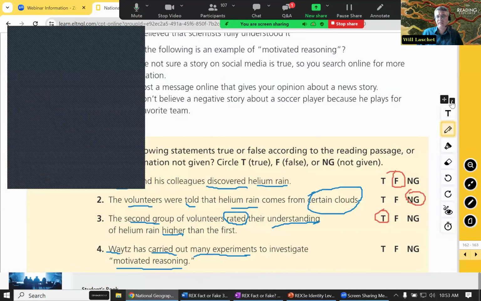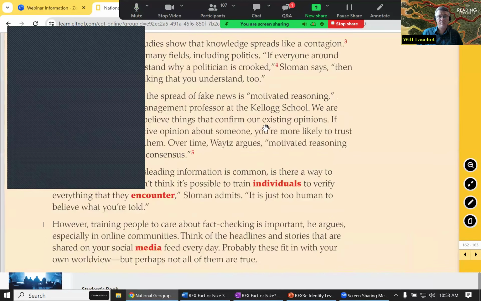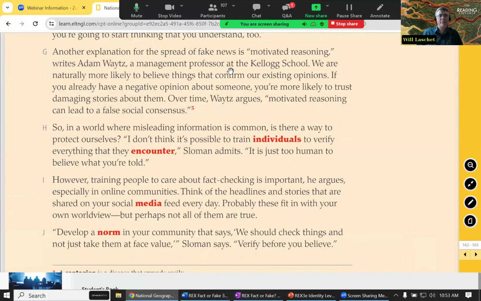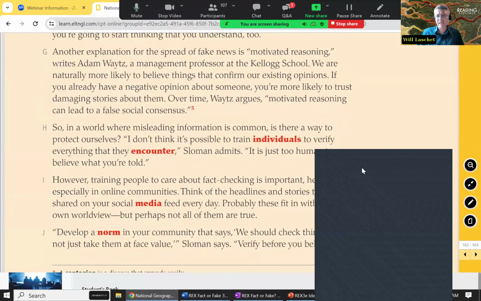Okay, over here. So we're looking for our keyword. Here it is, Adam Waits. He's a professor, and he talks about motivated reasoning. Now, in this paragraph here, do you see any mention of experiments or many experiments? Can you see that? So in paragraph G, do we have any mention at all?